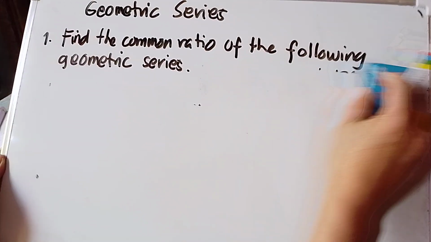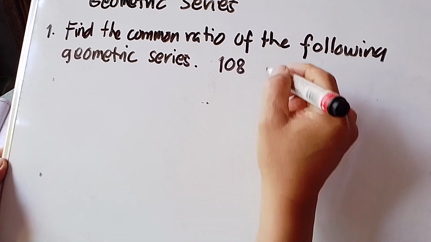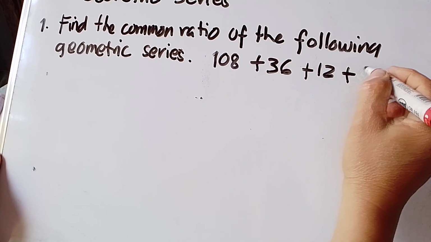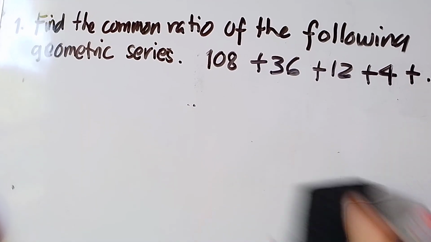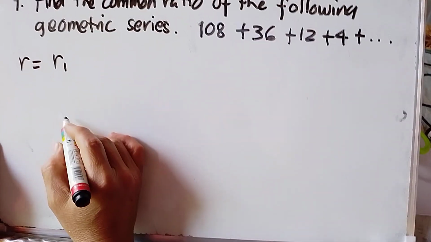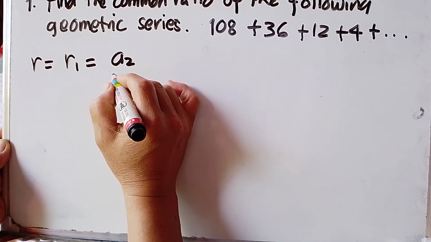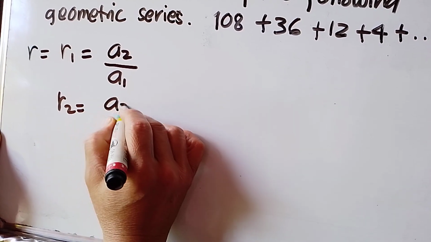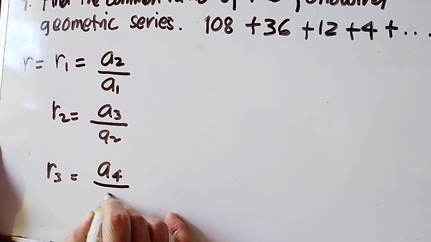I need to erase. So for example, I have here 108, then plus 36, plus 12, plus 4, and then plus dot dot dot, and so on. So I need to solve the ratio. So ratio will be equal to R1, and then R1 will be A2 over A1, and then my R2 will be A3 over A2. Then R3 will be A4 over A3.